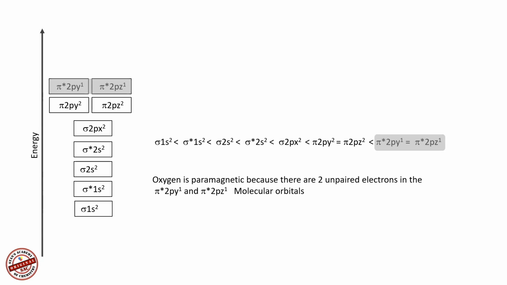So oxygen is paramagnetic because of the presence of the two unpaired electrons in the pi star 2py1 and pi star 2pz1 molecular orbitals. So we can safely say oxygen is paramagnetic, and experimental evidence shows that oxygen exhibits paramagnetic behavior. And now we have a theory which can explain why oxygen exhibits paramagnetic behavior.